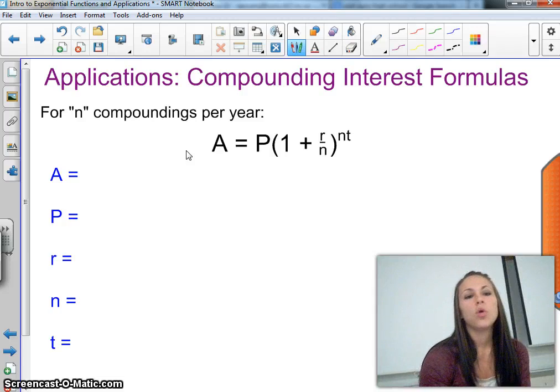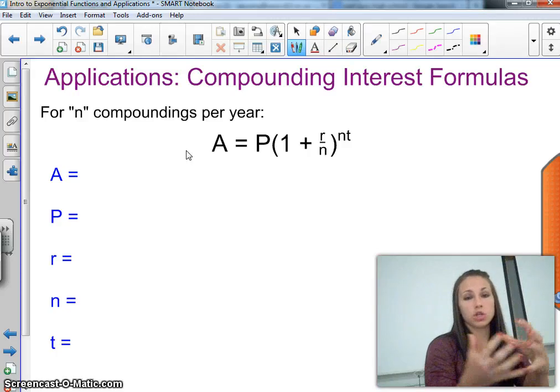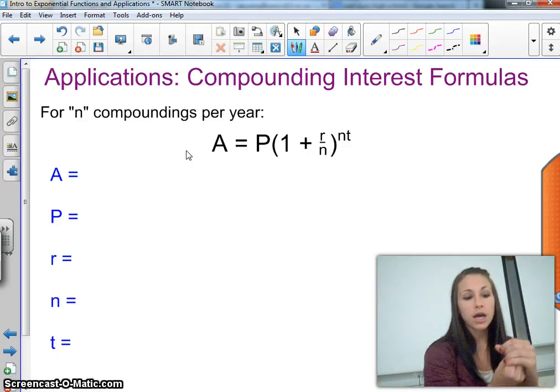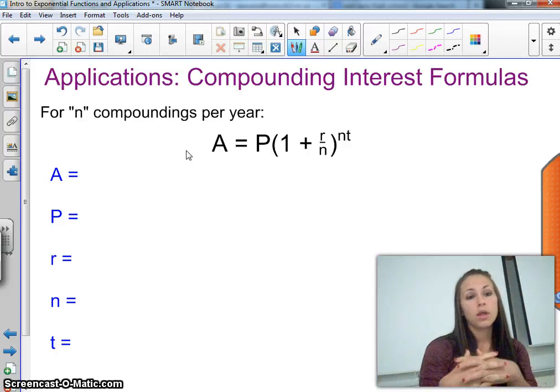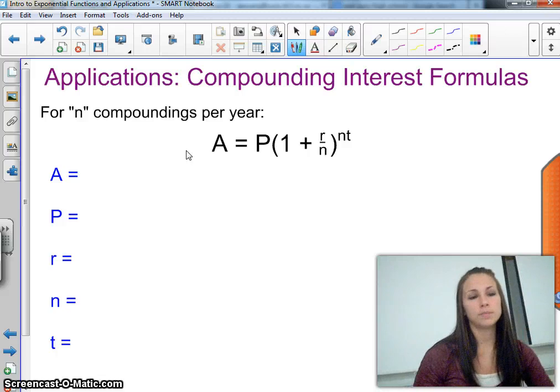When I compound my money, what I do is I take the interest that my money has earned and I add it to my original amount. And then that new amount starts to earn interest, okay? So the more times I compound my money, or add my interest to my original amount, the more money I'm going to have. So the more times you compound, the better it is.